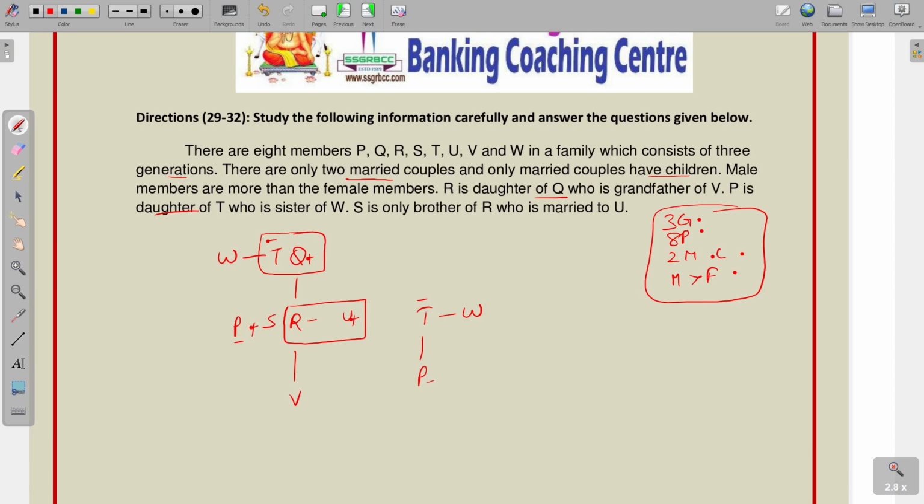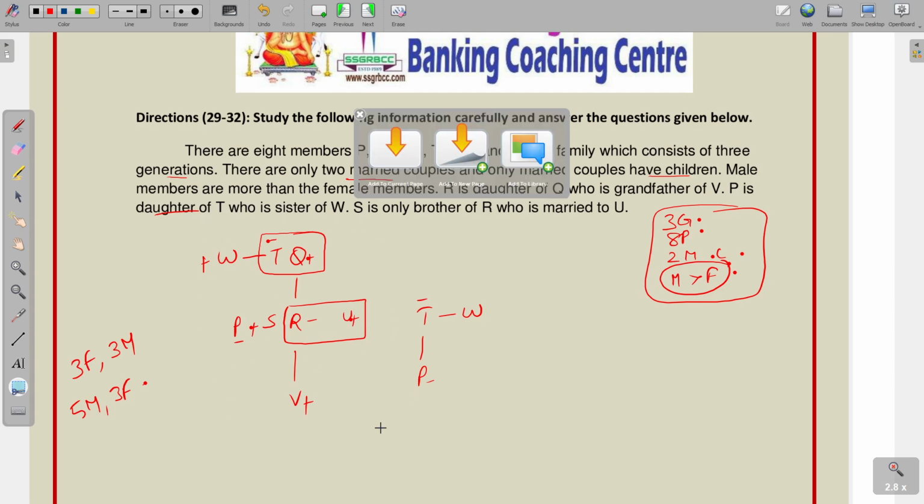And next, see this condition once. Here we already have 1, 2 and 3. So here we have 3 females and 3 males. Already 3 females and 3 males have come. What is the condition here? Males are more than females. So if I fix W as a male candidate and V as a male candidate, there are totally 5 males and 3 females. Okay, it is the final arrangement. So a total of 2 couples have come, TQ and RU. Similarly V is the child of R and U. So it is the final arrangement of this blood relation puzzle.